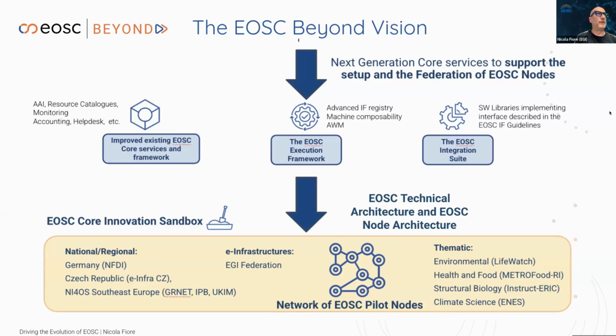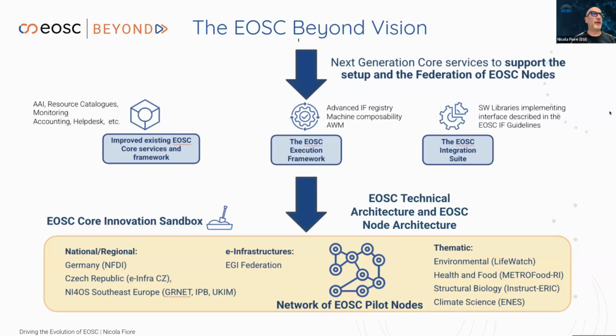So the first one is to improve the existing EOSC Core services and framework. So we are working on the new version of the AAI, the resource catalogs, the monitoring, accounting, and so on. The second main key exploitable result is mainly the EOSC execution framework, an advanced interoperability framework registry that will support the machine composability. The new EOSC core service will also be the EOSC integration suite, that will be a software library implementing the interface described in the EOSC interoperability framework guidelines.